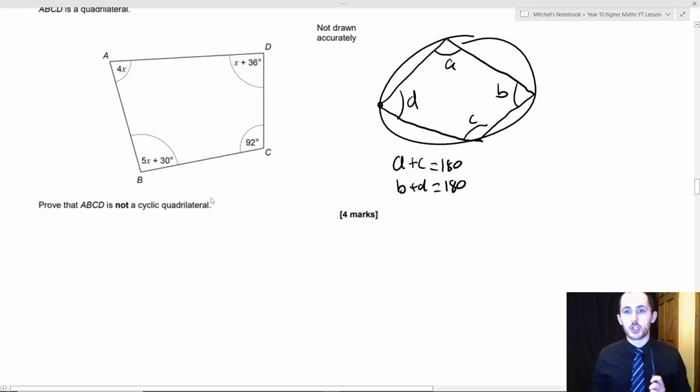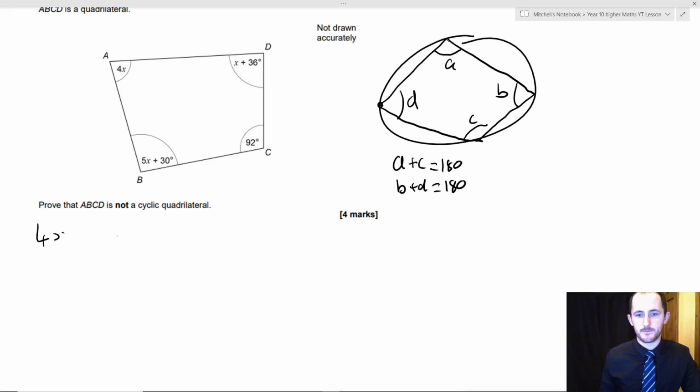Okay, so how can I work this out? What I need to do is work out what x is first, right? So I need to add all of these together and equal it to 360, because every quadrilateral adds up to 360 degrees. Okay, so we have 4x plus x plus 36 plus 92.